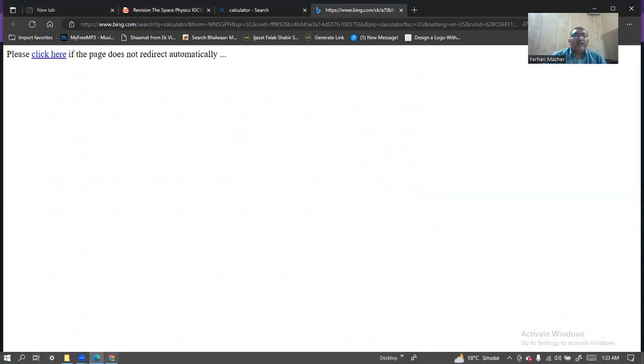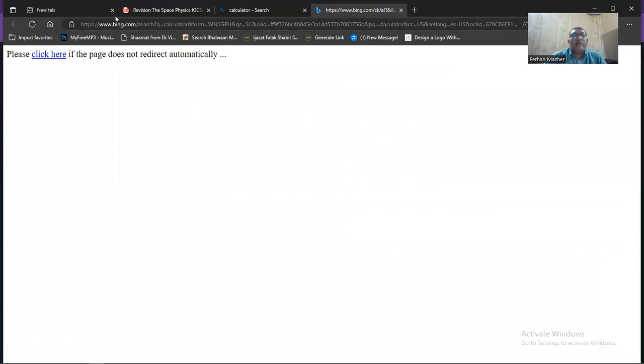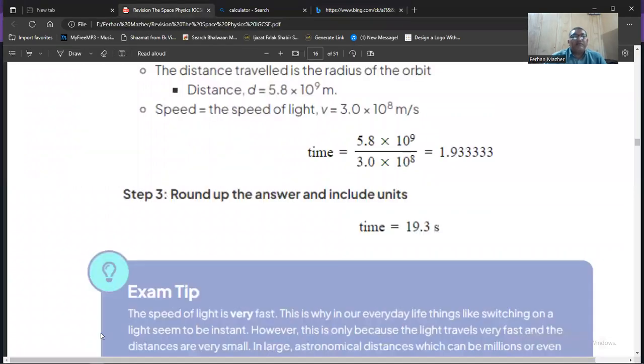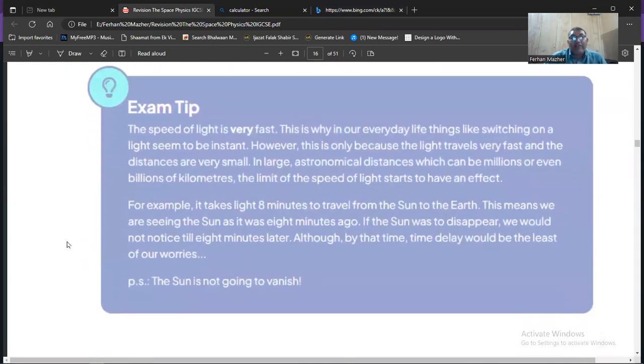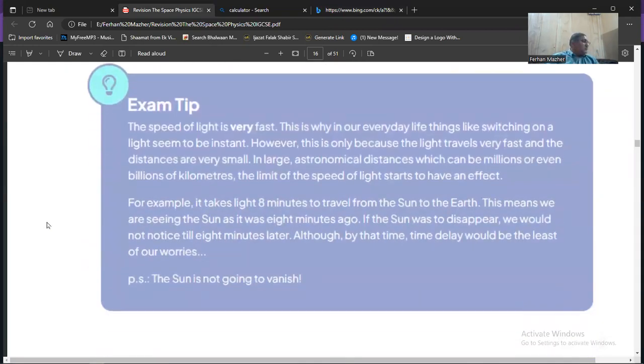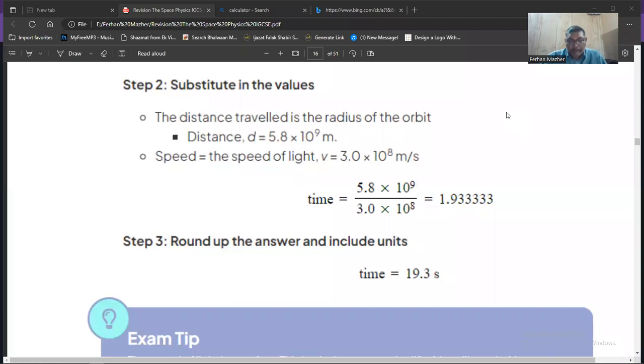Meanwhile, the calculator opens. I will check this and I will let you know the speed. So we have 5.8 × 10^9 divided by 3.0 × 10^8, and the answer will be 19.33.